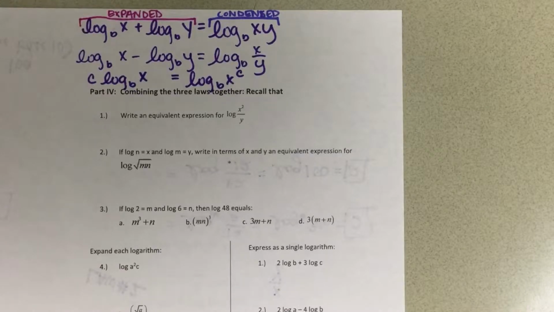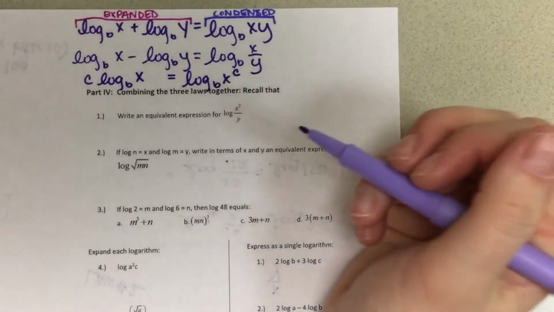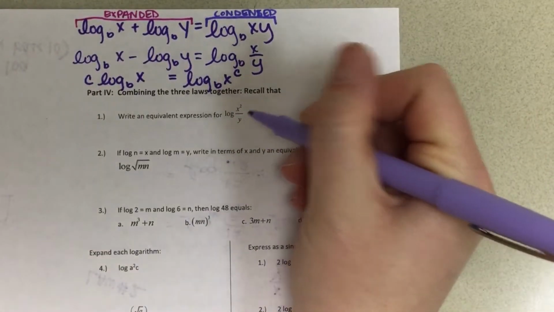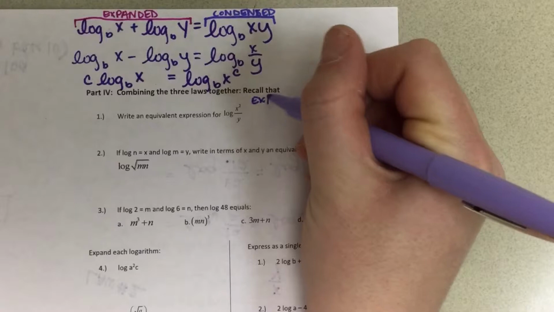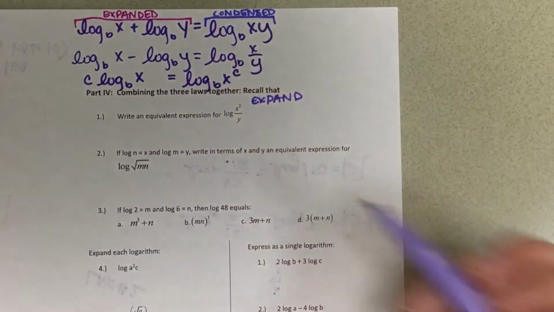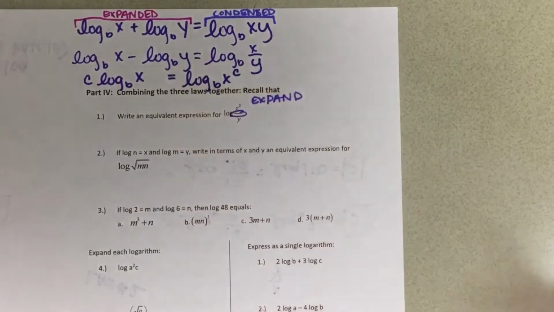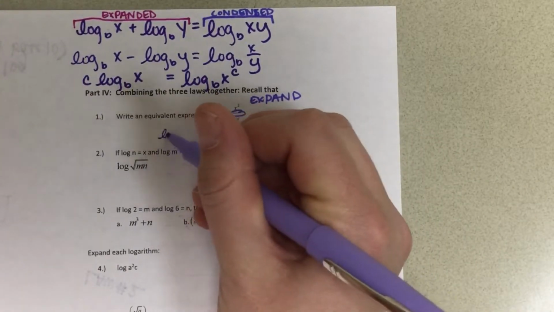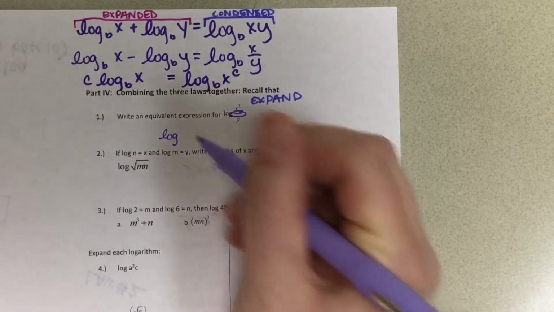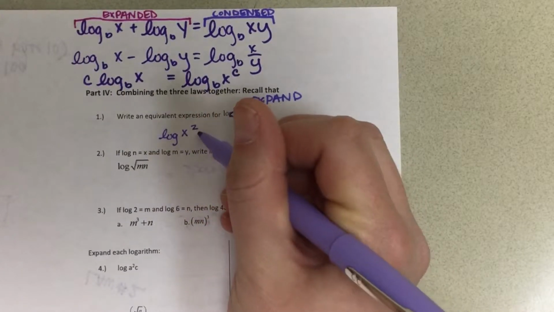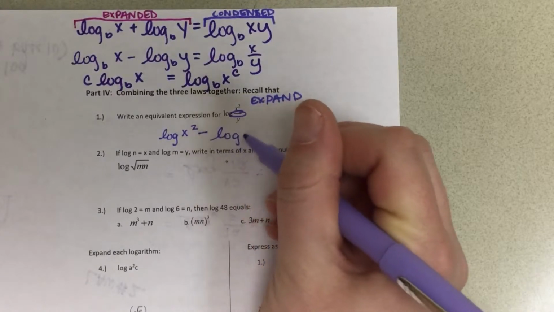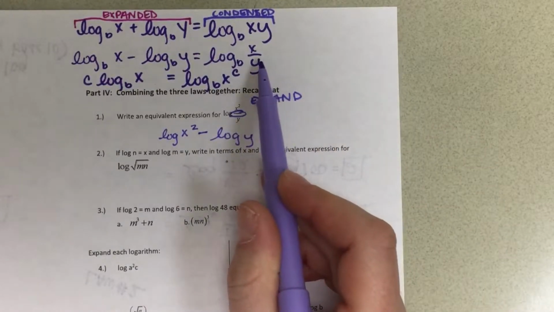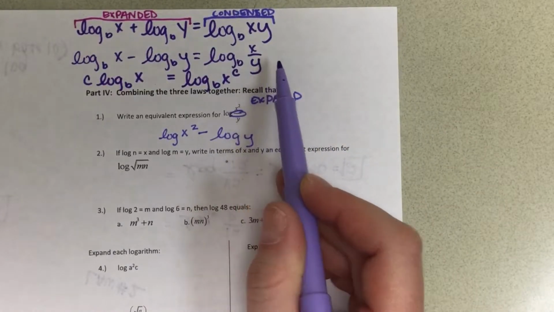Now, when I take a look at this first one and it says write an equivalent expression, well, I'm going to have to expand this. And so the first thing I'm going to deal with when I'm expanding is the fact that I have division. So I'm going to rewrite this now as the difference of two logs. So I have the log of x squared minus the log of y. I'm just applying this second law.